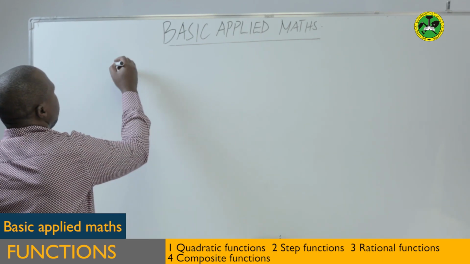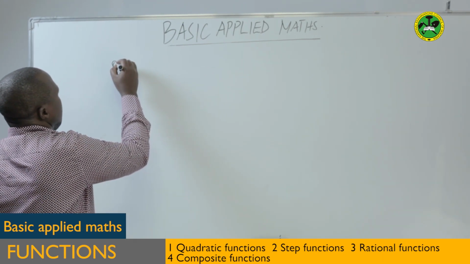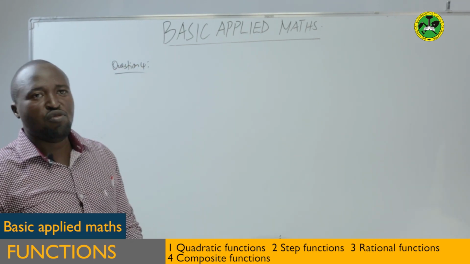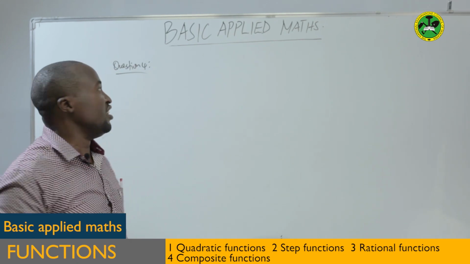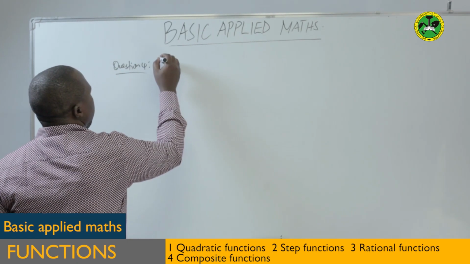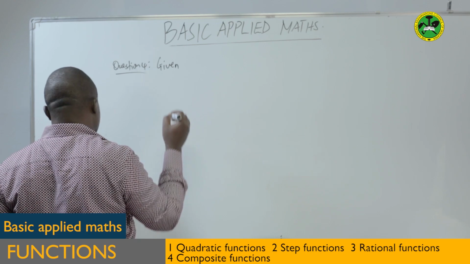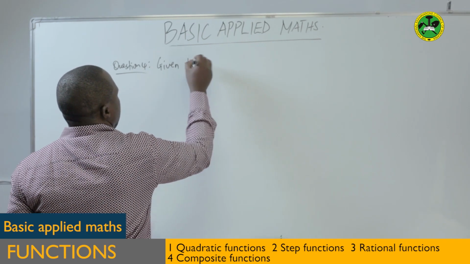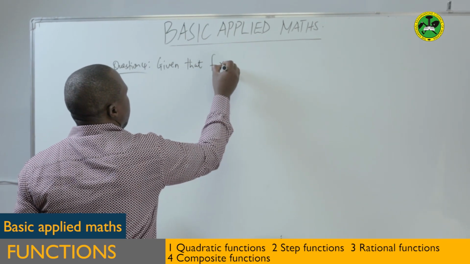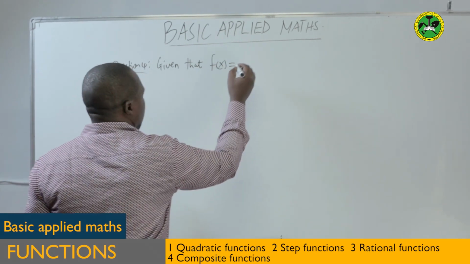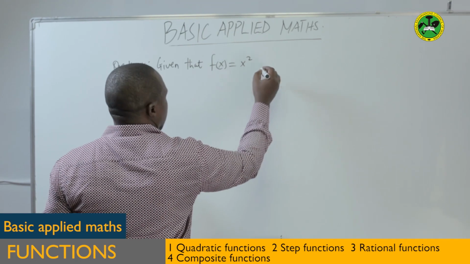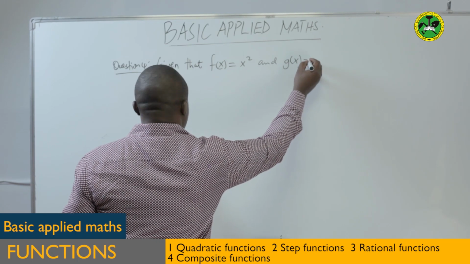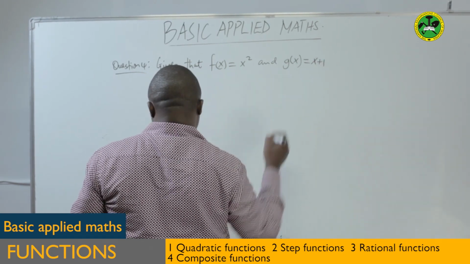So this time, we have what we call the composite function. The composite function. So given that f of x is equal to x squared and g of x is equal to x plus 1.